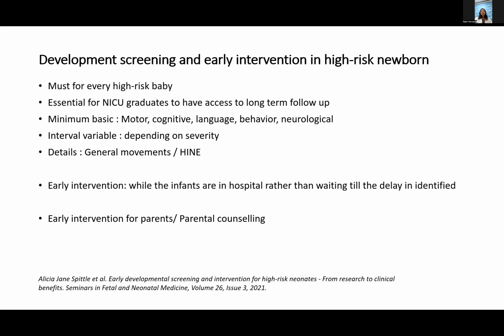And then these are the things you should do regularly. So early intervention is not just about the infant, it is about talking to the family, counseling the family, and then, depending upon the severity, following up the child.